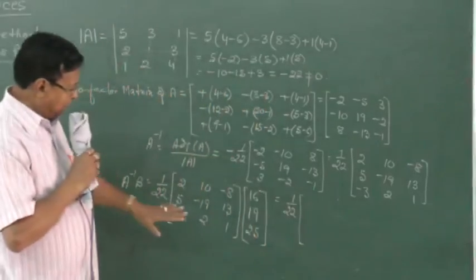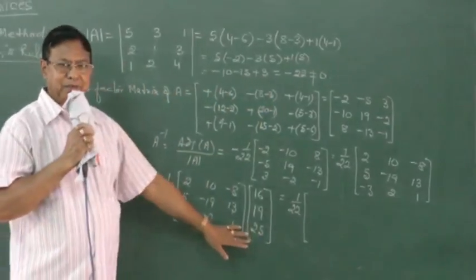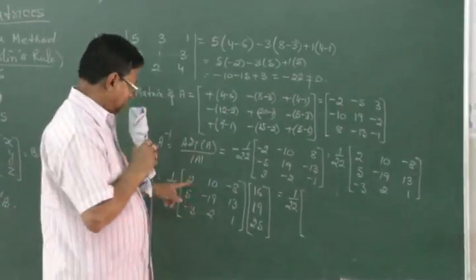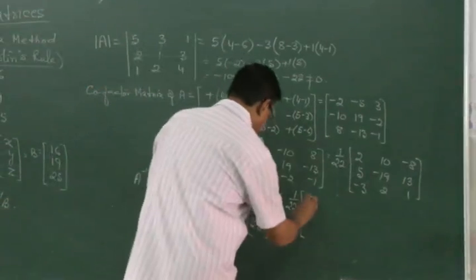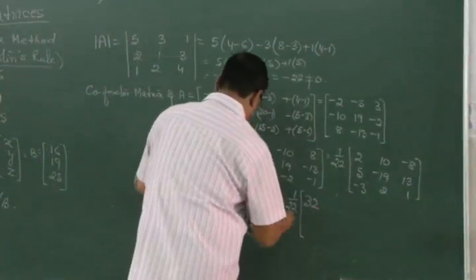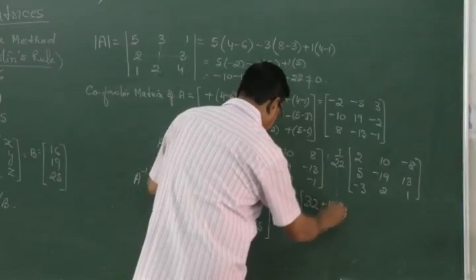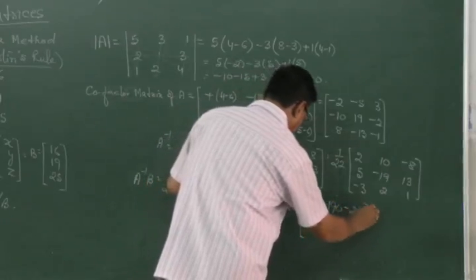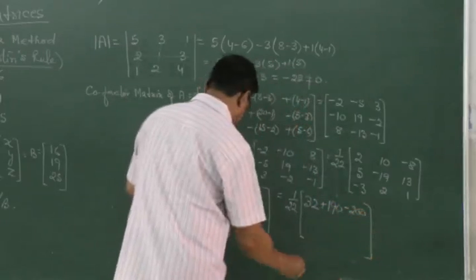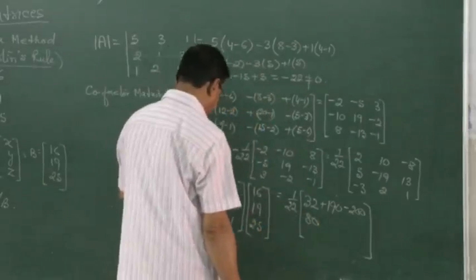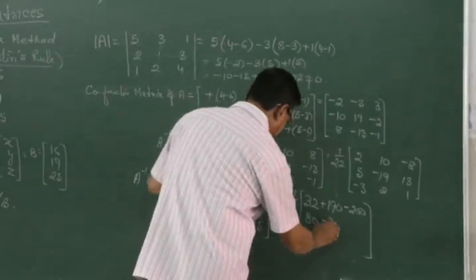Now when we multiply this matrix with this matrix, this has only one column. So the answer will have only one column. So multiplying 2 with 16, that's 32. 10 with 19, 190. And 8 with 25. Similarly here, 16 5 is 80. This is, I think, 381.